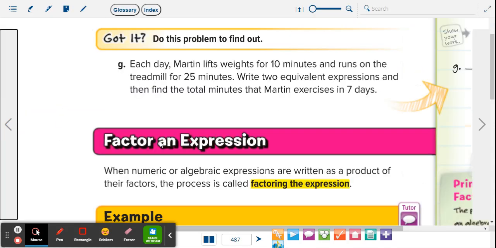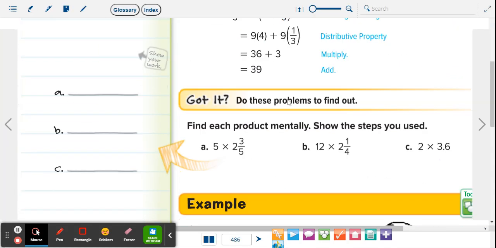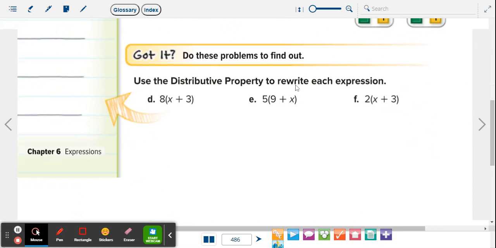So let's go back, and I want you guys to do, nope, we're going to do D and E, down at the bottom of page 486. D and E, just DE. Take your time, write them out if you have to.